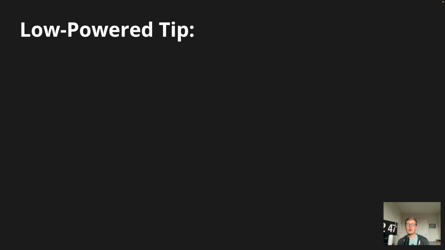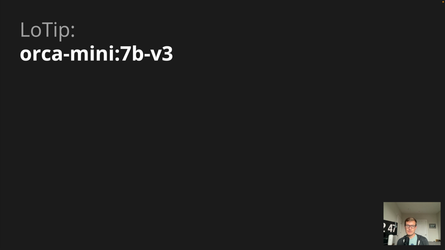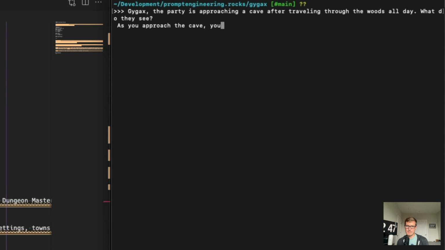And here's a tip if you're on low-powered hardware, which I guess I'm going to call a low tip. The 7 billion parameter V3 of Orca Mini, which is based on Llama 2, works surprisingly well on low-powered devices. Everything you've seen on my 2012 MacBook Pro there has been powered by Orca Mini 7B V3.